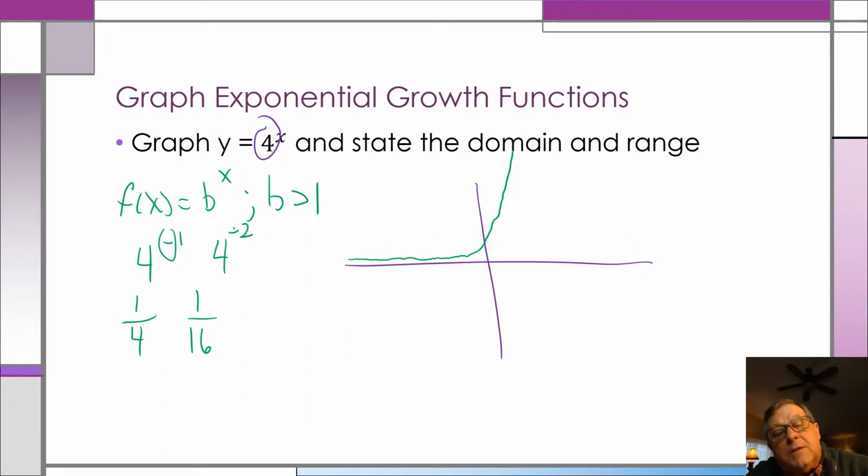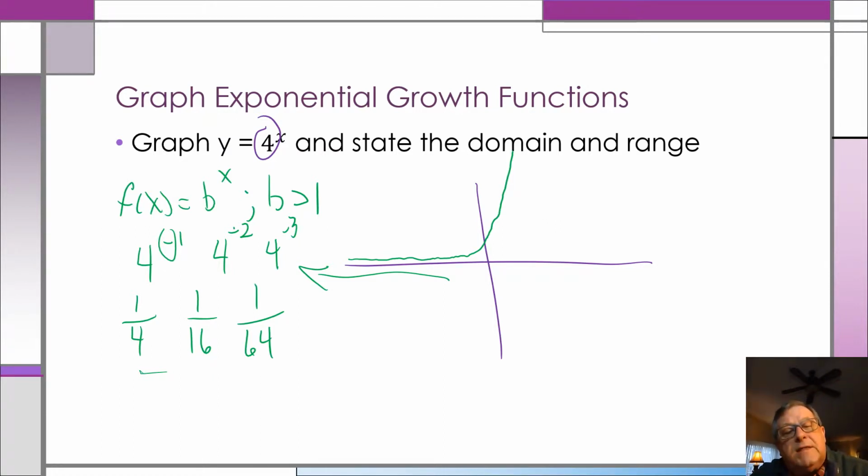How about 4 raised to the power of negative 3? Well, we've got 4 in the base, now it's 4 cubed, and 4 cubed is 64. And we can see that as we're moving this way on our graph, x is getting smaller and smaller. It's getting more and more negative. My solution then is getting closer and closer to 0.